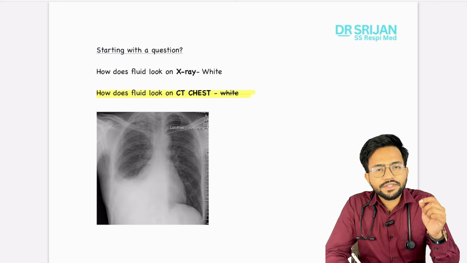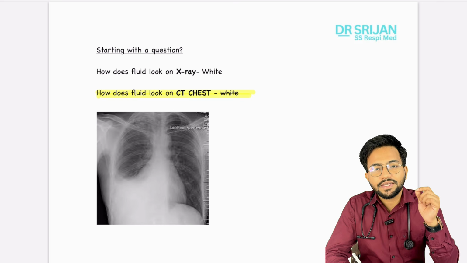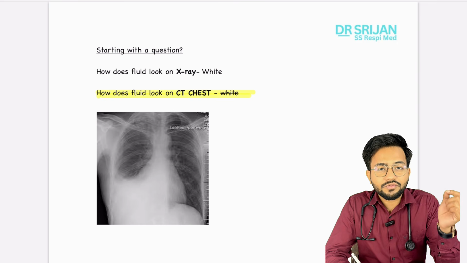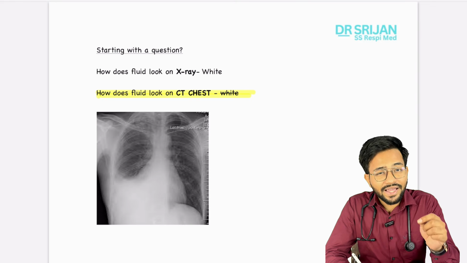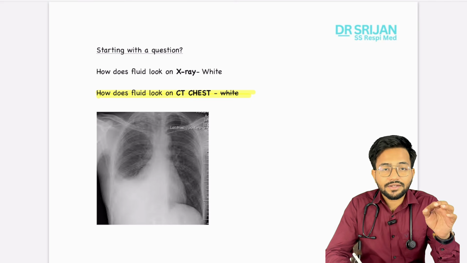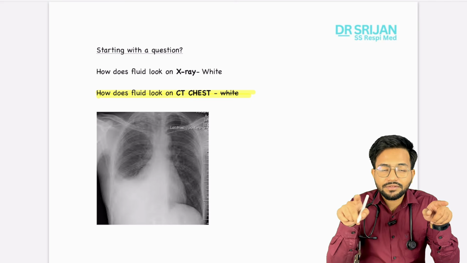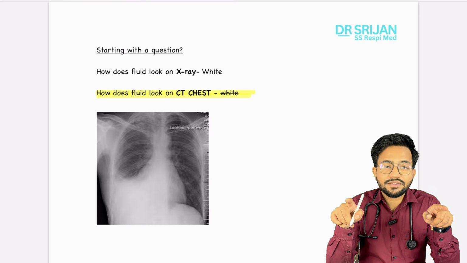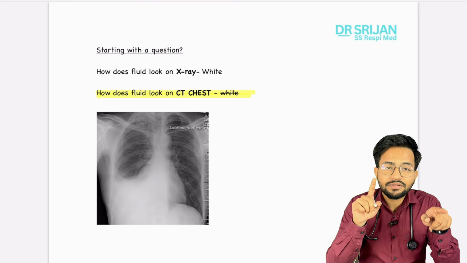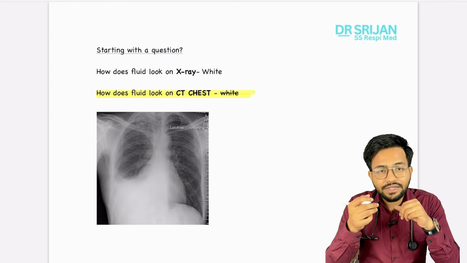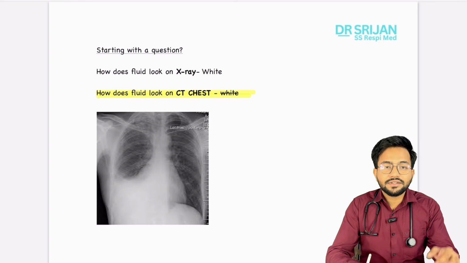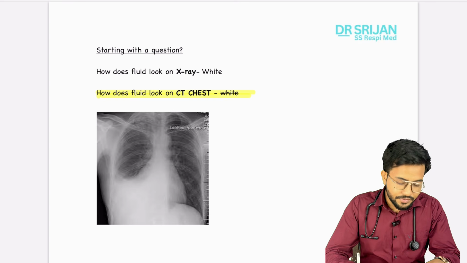Now, let me extrapolate this question. How does fluid look in chest CT scan or HRCT thorax? If your answer is fluid looks white in CT scan, I'm afraid it is wrong. If your answer is fluid looks black in CT scan, I'm afraid it is wrong. And between black and white, there are multiple shades of gray. So if your answer is that out of the 50 shades of gray it will be one particular shade of gray, I'm afraid that's also not the correct answer. I'll tell you the reason why I'm saying so. I've discussed it in this video. Okay, so let us start.